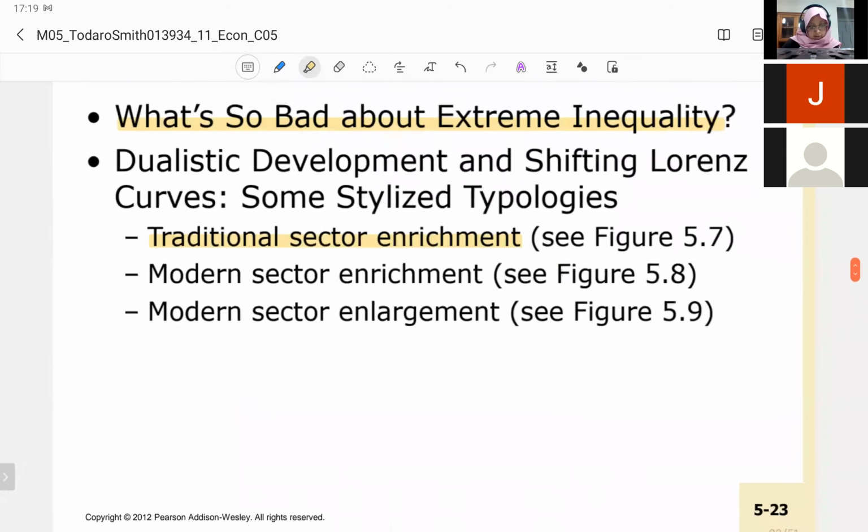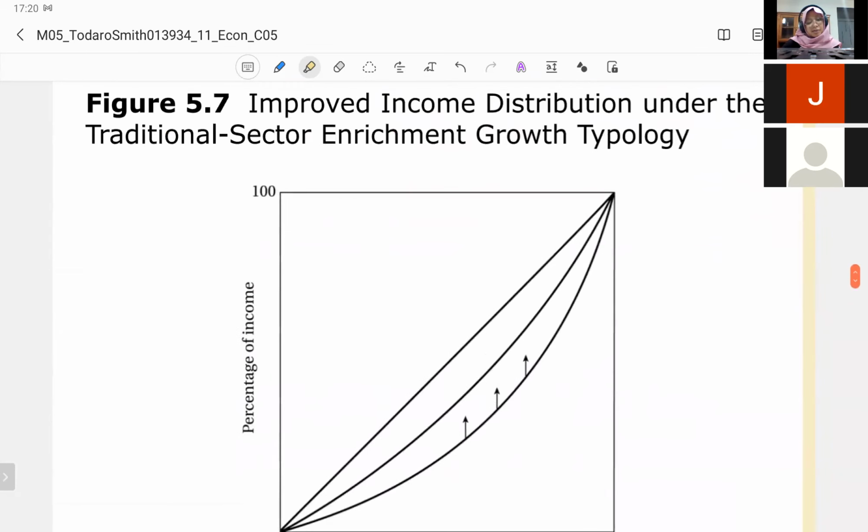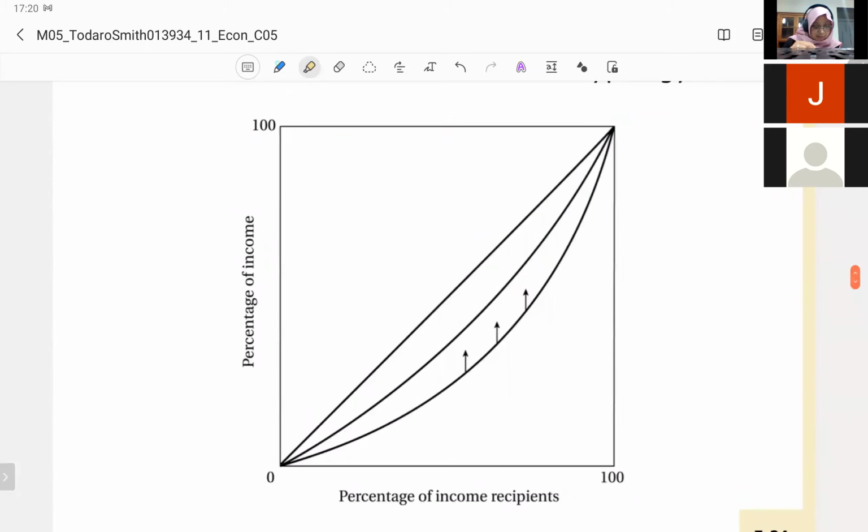So we will have some shifting in the Lorenz curve based on the traditional sector enrichment, based on the modern sector enrichment, and then based on modern sector enlargement. So if you improve income distribution under traditional sector enrichment, what's going to happen to the Lorenz curve is it's going to shift from here to here. It will result in a more equal society.